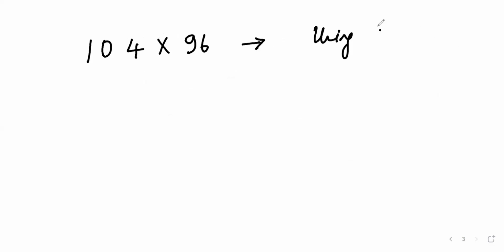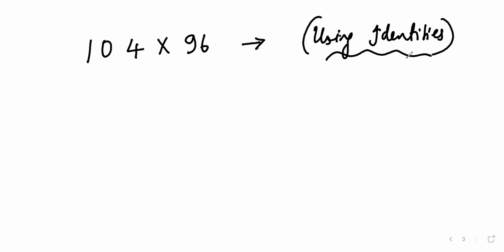Let's take the example of 104 into 96. And the question is, you have to solve using identities. Now you can directly solve and you can check your answer that you can do. But since it's mentioned identities, you specifically have to use identities. Right. Because if you don't use identities, you will not get marks.